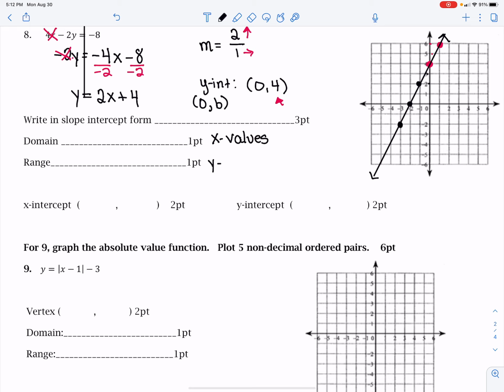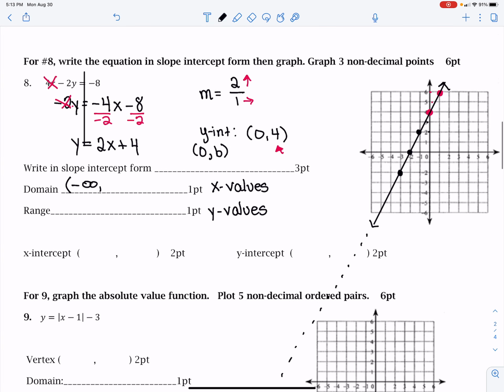The range is the y values. So when I'm looking at this, I want to see how far to the left it goes. It keeps going to the left the further down it goes. It's getting further and further to the left. So the domain is negative infinity. And how far to the right will it go if it keeps expanding? It will go on to positive infinity.